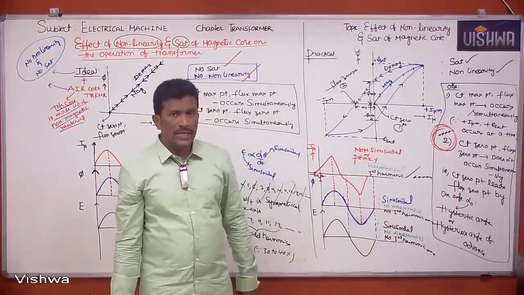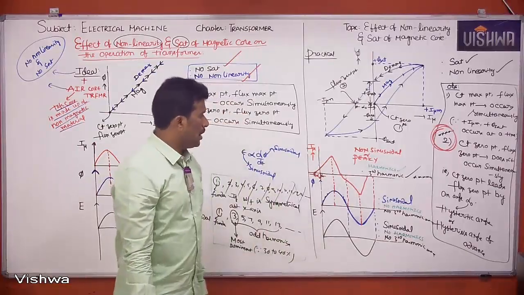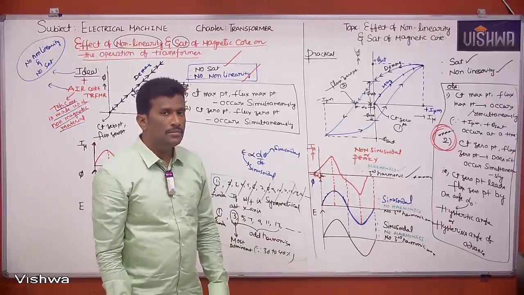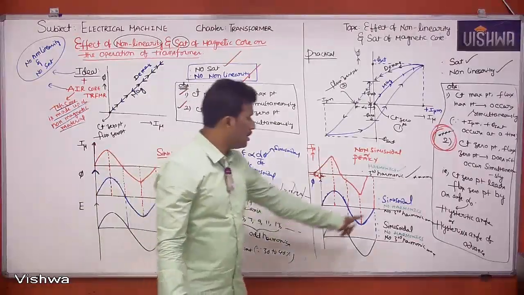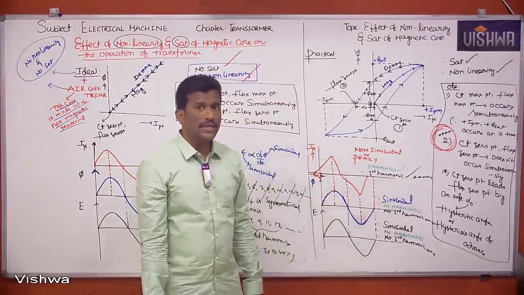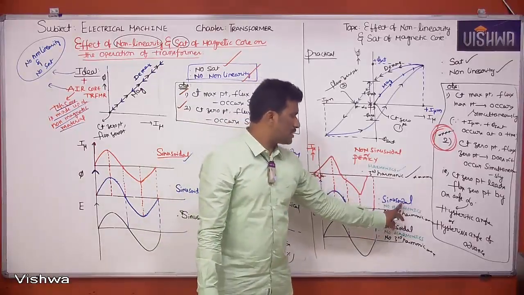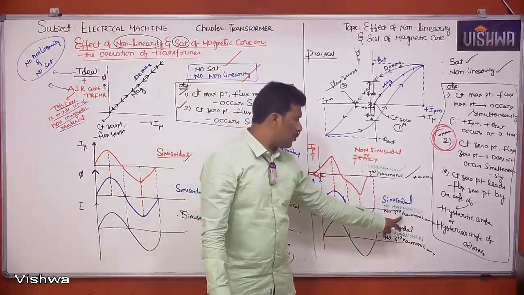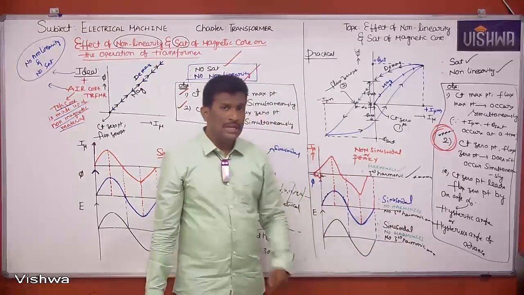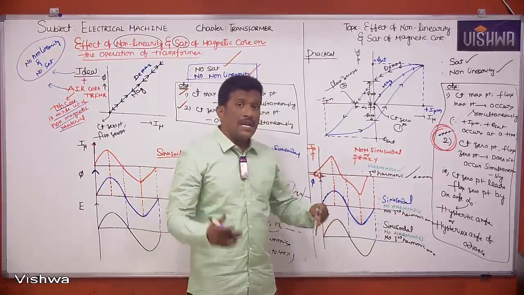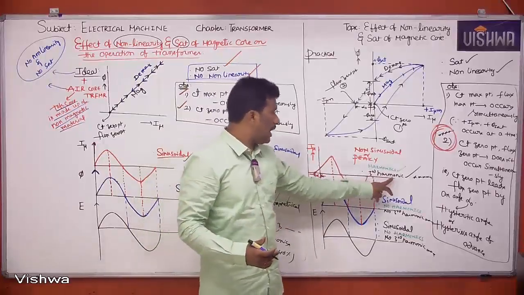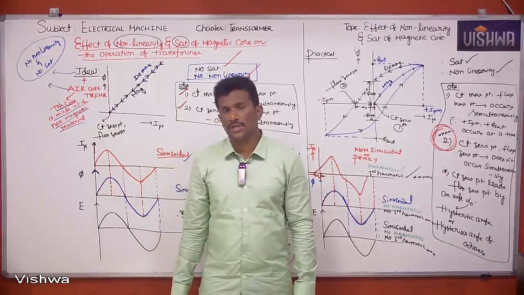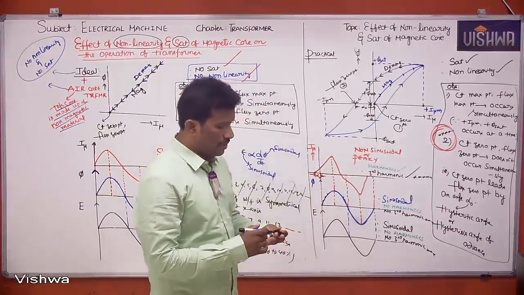So what is the conclusion I can give? Ultimately, what is the shape of the flux and EMF waveforms you require? Sinusoidal. That means you are saying indirectly, I don't want harmonics in flux and EMF waveforms. That means you are saying indirectly, I don't want the third harmonic in flux and EMF waveforms. That means you are saying, I need the third harmonic current in the IMU waveform. That is the conclusion. First note this down. After that, I'll give that conclusion.